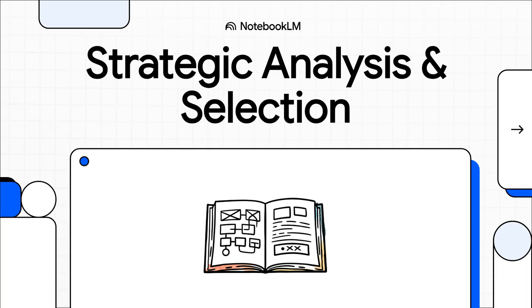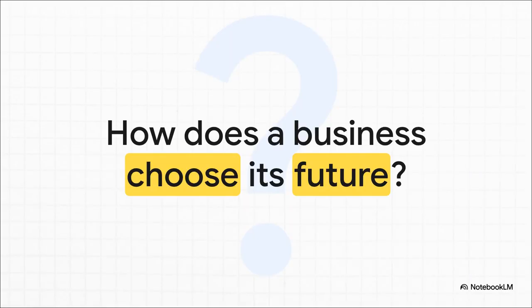In this explainer, we're going to crack open the strategist's playbook and take a close look at Unit 3, Strategic Analysis and Selection. So let's just dive right in. How does a business choose its future? I mean, when you boil it all down, strategy is really about making choices. But how do you make the right ones?